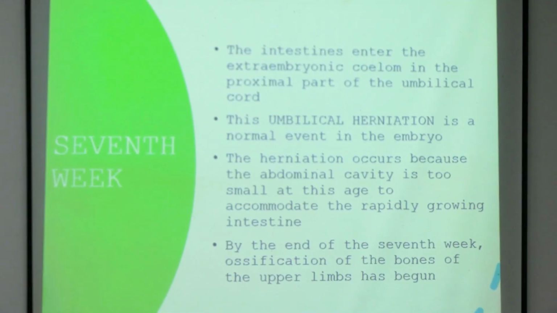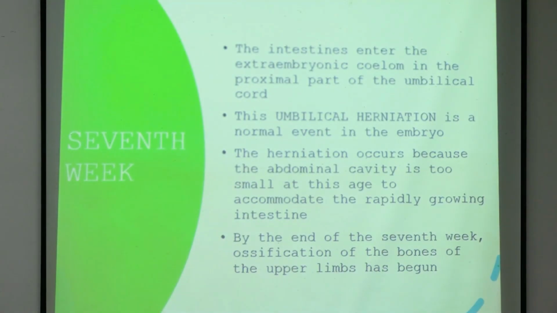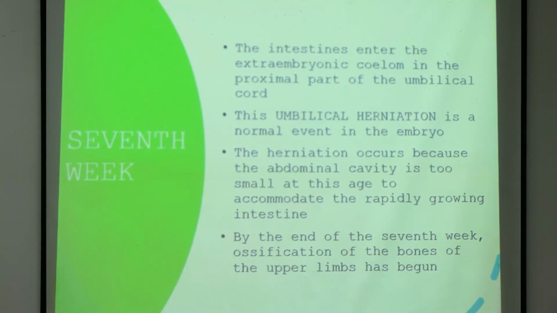The persistence of this herniation is not normal. So if a baby is born with the herniation of intestines, which is called exomphalos, it is not normal, right? This herniation is normal and it corrects itself by 11 to 12 weeks of gestation.